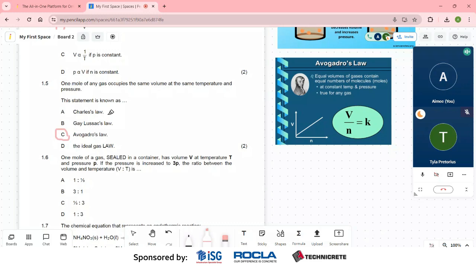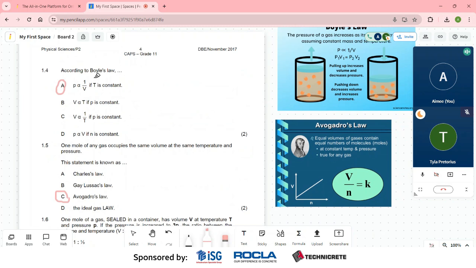Avogadro's law. So you need to go back to your textbooks, and you need to go and refresh yourself on Boyle's law, Charles's law, Gay-Lussac's law, and the ideal gas law. All of them you need to know off by heart.